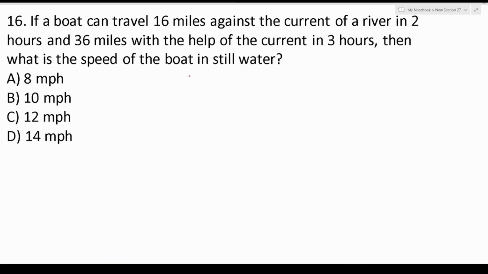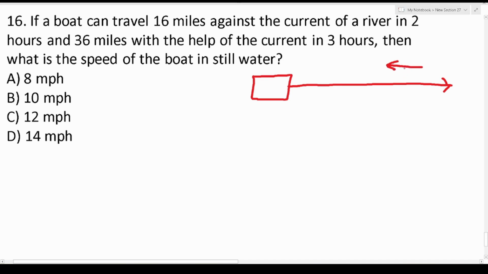Okay, so for this one, I'm going to make a little illustration to try to depict what's going on here. We have this boat, and I'm just going to draw a square since I'm not very artistic. It goes against the current in this first instance, so let me just draw the current going against it. And according to the problem, it takes it 2 hours in this instance to go 16 miles. Okay?